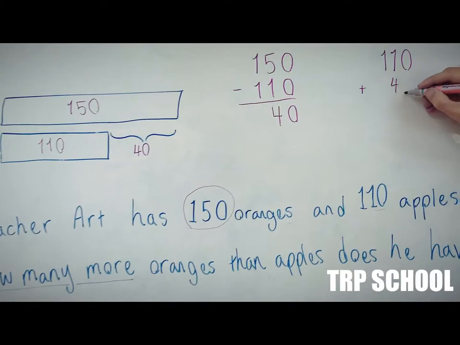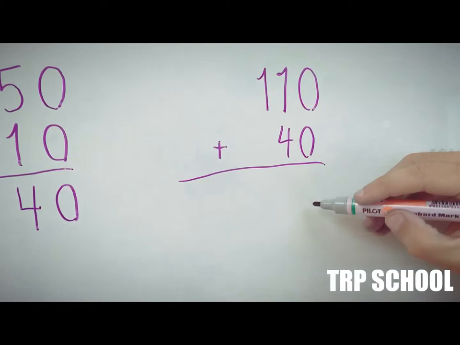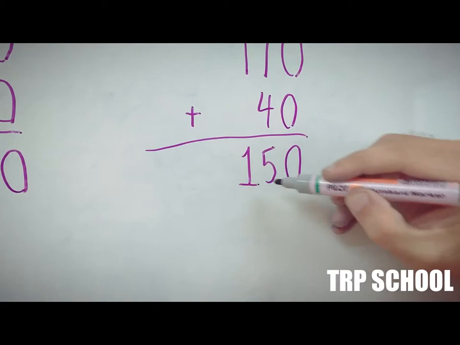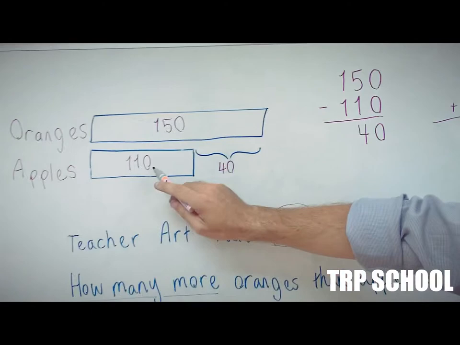Let's see. 0 and 0 is 0. 1 and 4 is 5. And 1, since we're adding, gives us 150. All right, we checked our work and we were correct. So 110 plus 40 gives us 150.